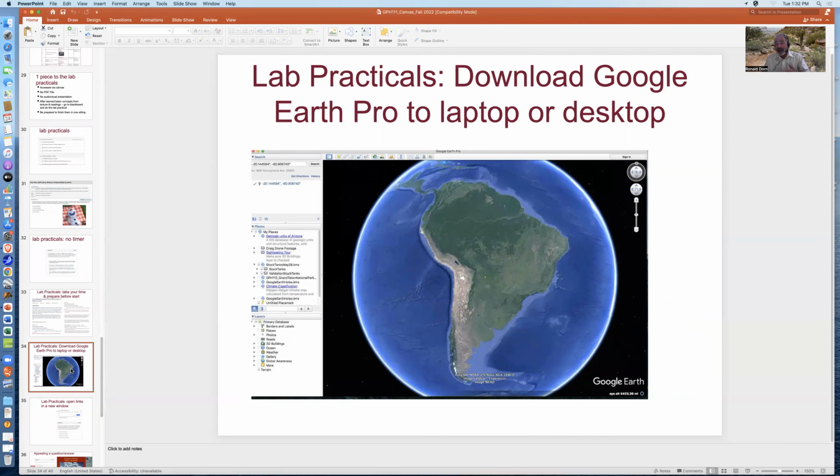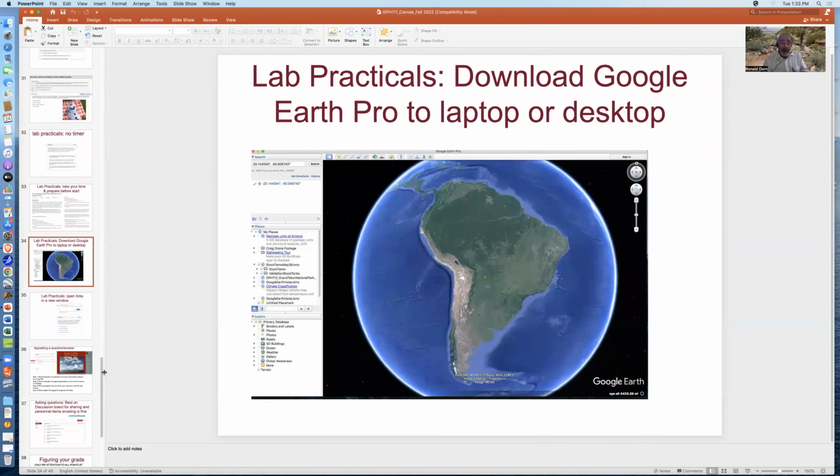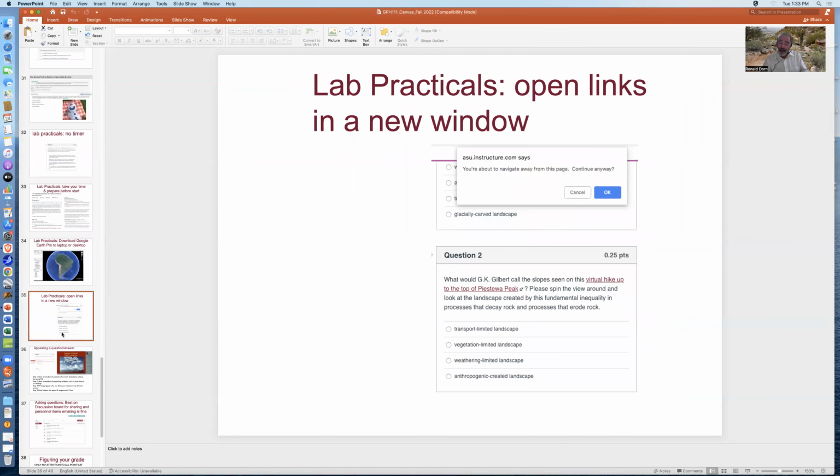Often I ask that you download Google Earth to do some of the lab practicals because you'll need to see the eye altitude, like this one in the lower right-hand corner. You can try it on a desktop Google Earth, but I like to ask students to download Google Earth Pro. It's free, and that's the way I wrote the questions for you to use Google Earth Pro. But if a different program works for you, that's fine. I suggest that when you see links in a lab practical, like take a virtual hike up to the top of Payastoa Peak, that you open them in a new window or a new tab. Canvas doesn't like that, but I think that's the best way to go.